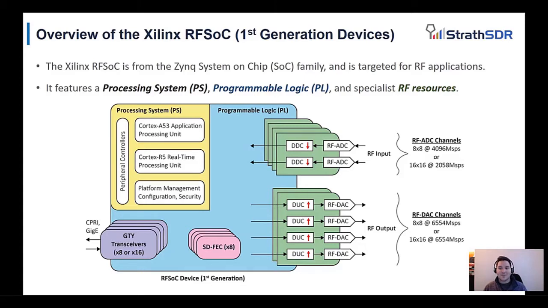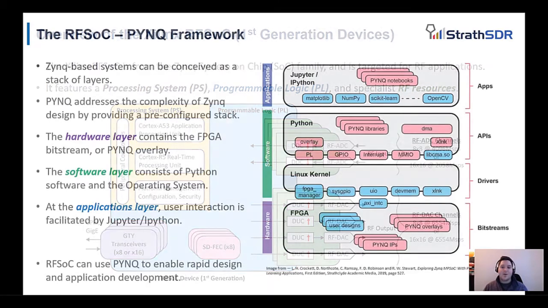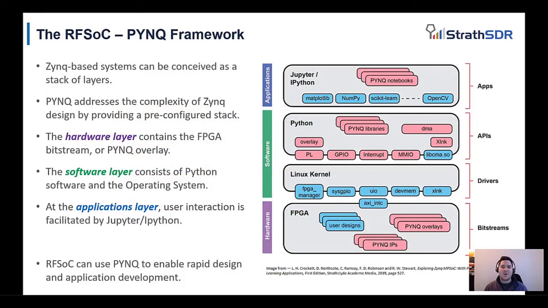There are two types of data converters, namely the RFADC and RFDAC. In 8x8 modes, the RFADCs can achieve a sample rate up to 4,096 megasamples per second, and the RFDACs can achieve a sample rate up to 6,554 megasamples per second. We can conceive embedded system development on Zynq devices as a stack of layers.